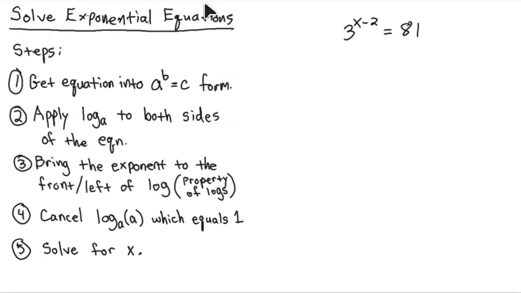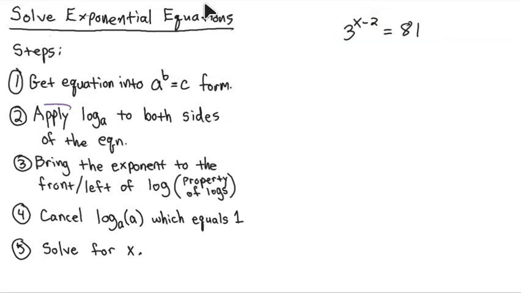The first thing we want to look at in this particular example is the equation. Step one says to get the equation into this form, a to the power of b equals c. It has to be in that form in order to apply this procedure. In fact, it probably has to be in that form to apply almost any procedure. So 3 is the a, x minus 2 is the b, and 81 is the c. So this is already in the form that we need it to be.